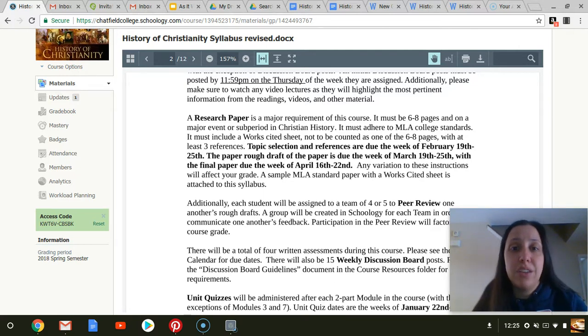Your topic selection and references are due the week of February 19th through the 25th, so by that Sunday night. So start thinking about it now and start compiling your sources so you can make sure you're going to have enough information to cover 6 to 8 pages. Your rough draft is due the week of March 19th to 25th, so that gives you a month to start writing your paper and get a good rough draft going. And then your final paper will be due almost a month later, the week of the 16th through 22nd of April. If any portion of this is late, it will affect your grade.